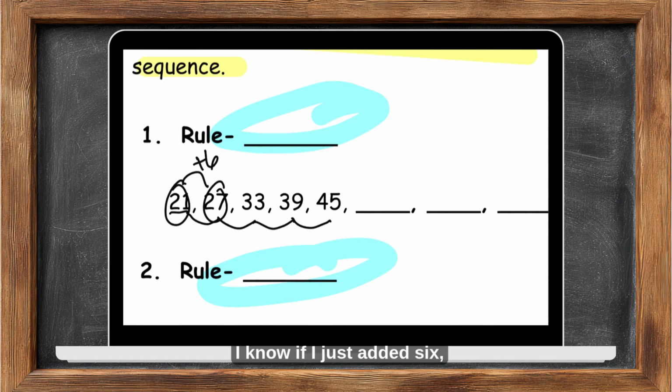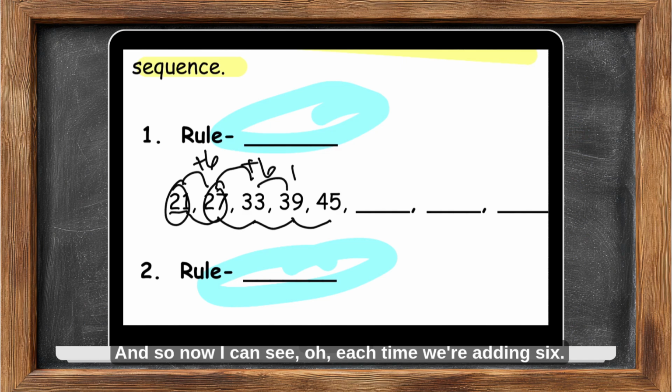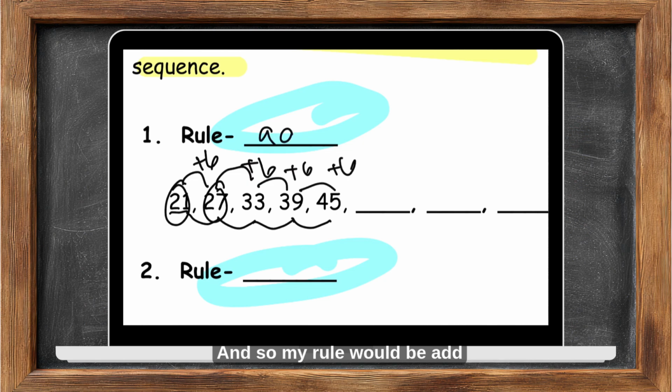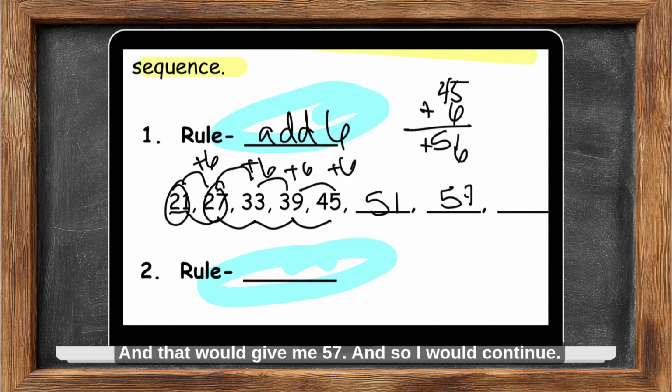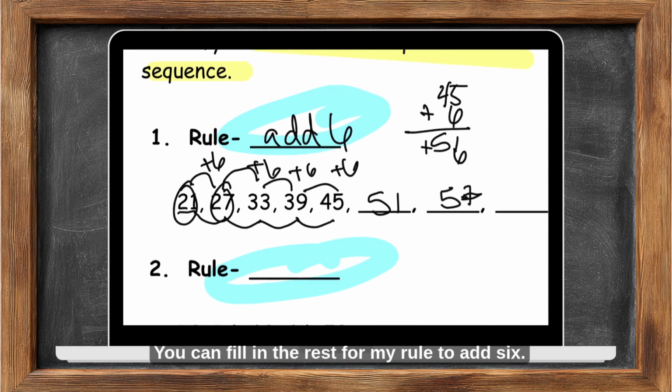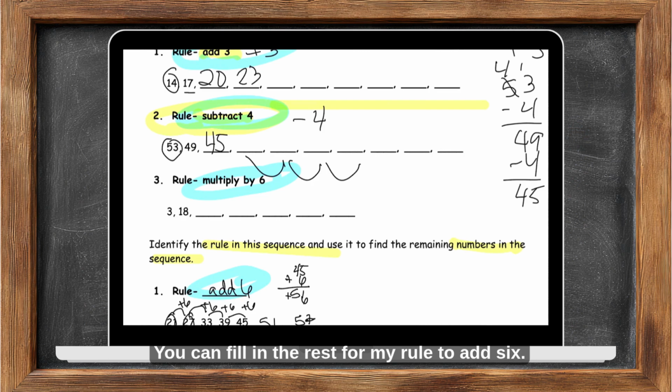I know if I just added 6, let's see if that works for my next number. 27, 28, 29, 30, 31, 32, 33. Oh, yes, plus 6. And so now I can see, oh, each time we're adding 6. And so my rule would be add 6, and then I can finish. So I would do 45 plus 6. I know that's 11, so it would be 51. And then I would do 51 plus 6, and that would give me 57. And so I would continue. You can fill in the rest for my rule to add 6.